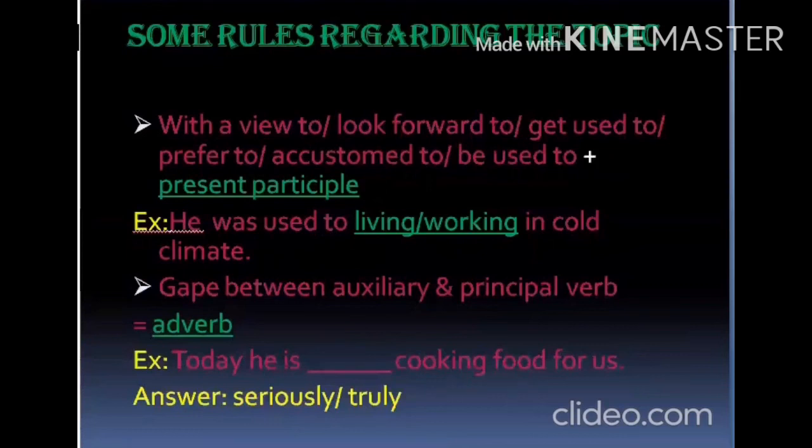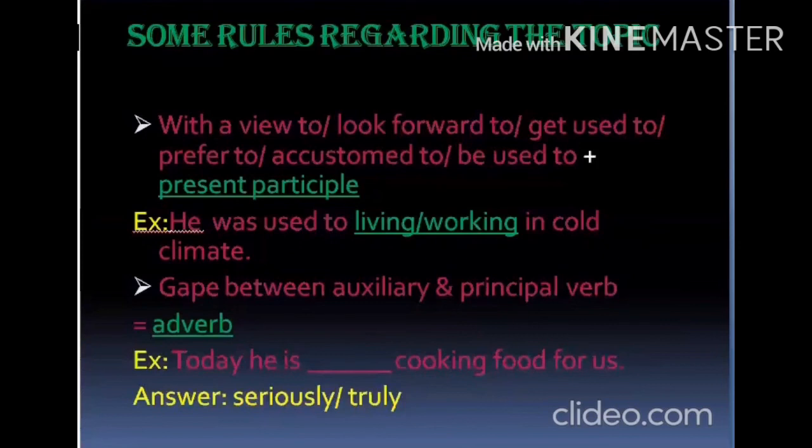Next, a gap between an auxiliary and a principal verb. If you find any gap between an auxiliary and a principal verb, there you must write an adverb. My example: today he is blank cooking food for us. I have written the answer: today he is seriously cooking food for us. Today he is truly cooking food for us. Both answers are correct. So it's now your duty to complete all these rules at home and practice daily.